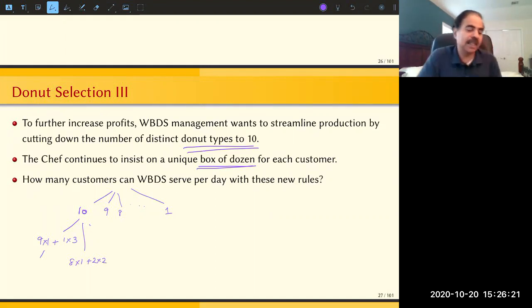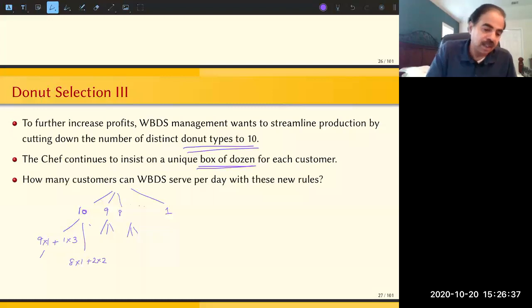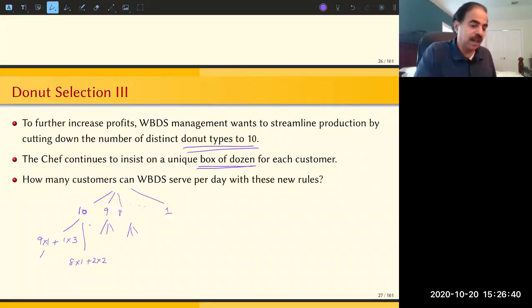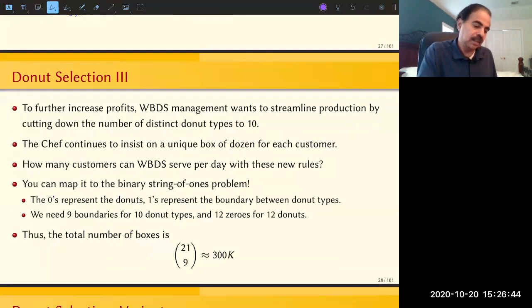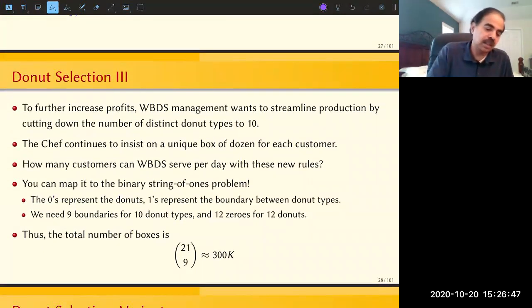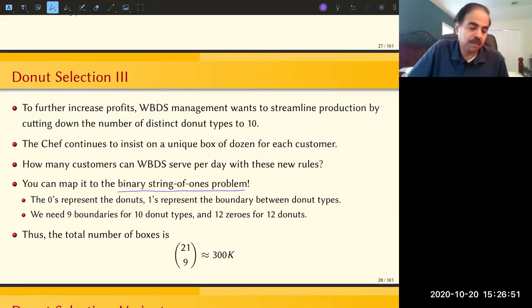So the point is that if you think about it in the most obvious way, you need to consider so many different cases, and you can see that it will take you forever to calculate it this way, right? So this is why we think of a different way of thinking about the problem, which is that we map it into this problem of binary strings, right?